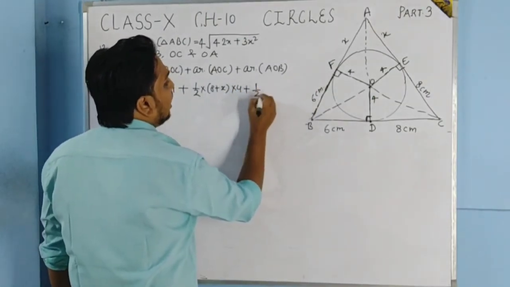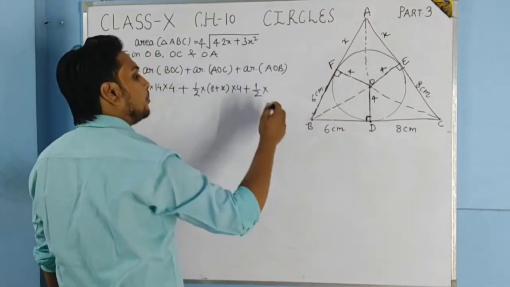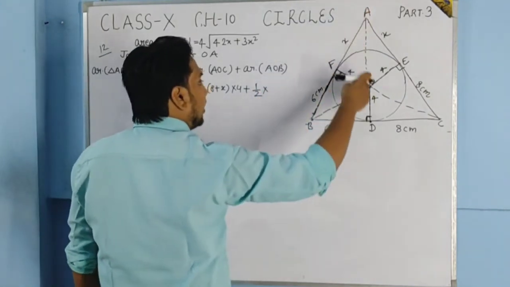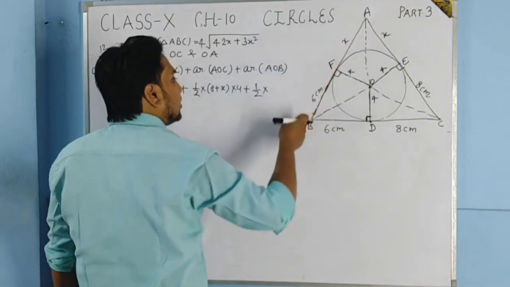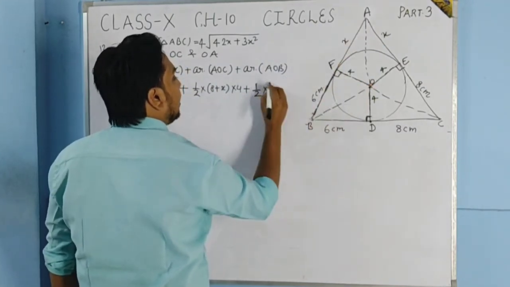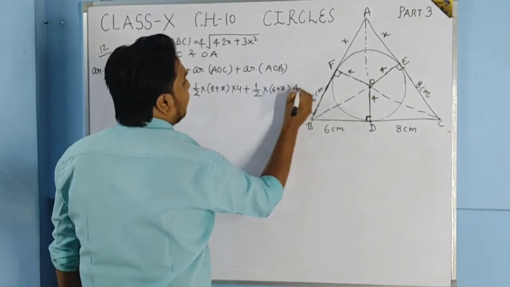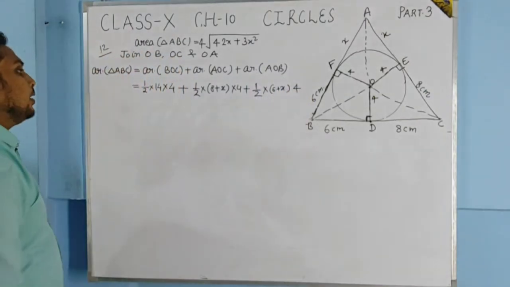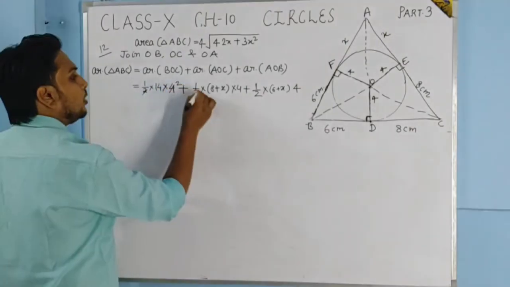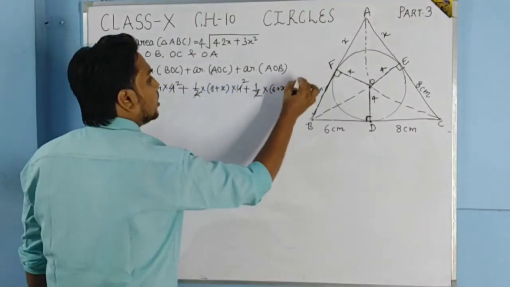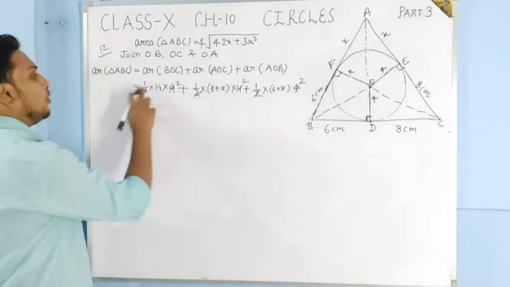Area of AOB, half. AB is the base in triangle AOB. AB is the base and OF is the height. So AB is what? 6 plus x and height is 4. Now see students, 2 2s are 4, 2 2s are 4 and 2 2s are 4. So what is left?